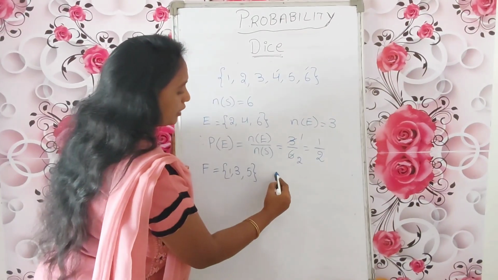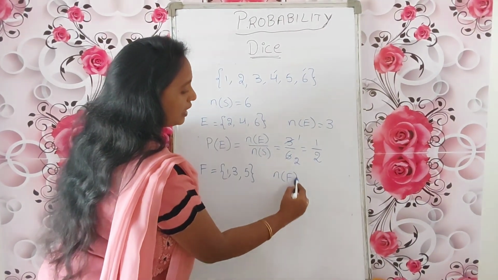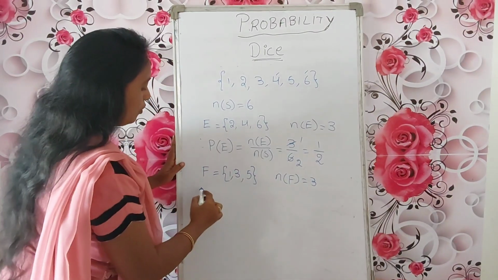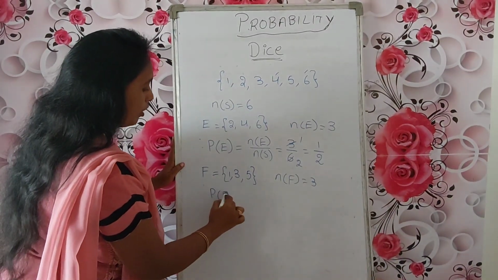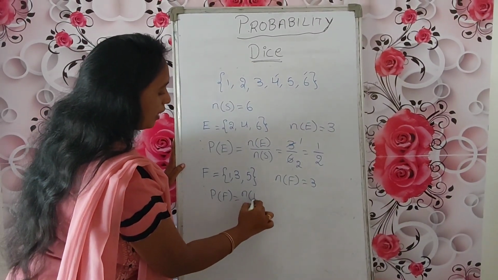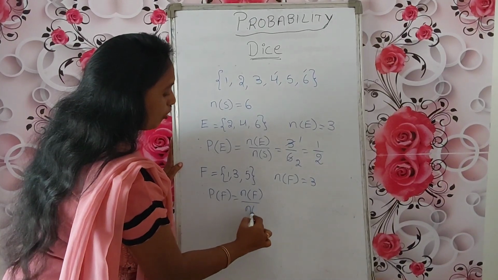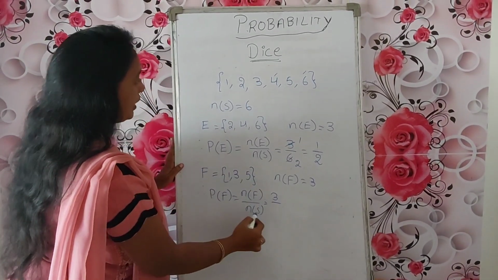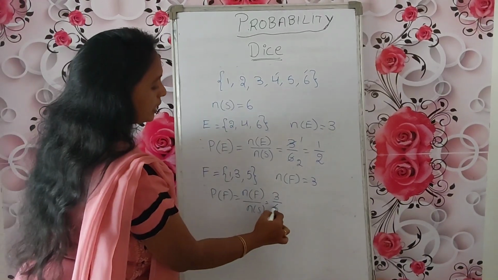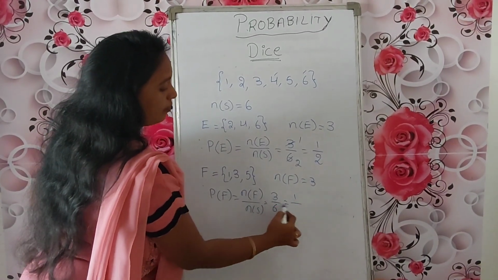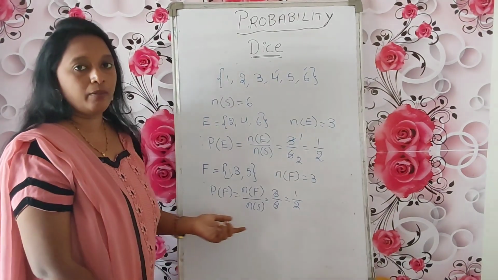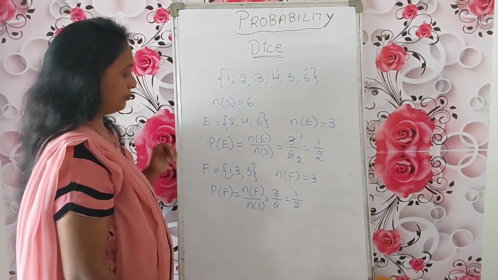So, how many are there in total? 3. So, the number of favorable outcomes is 3. Again you write the same formula. P of F is equal to n of F by n of S. Here n of F is equal to 3 and n of S is equal to 6. Again 3 table 1 time, 3 table 2 times. So, the probability of getting an odd number is 1 by 2.